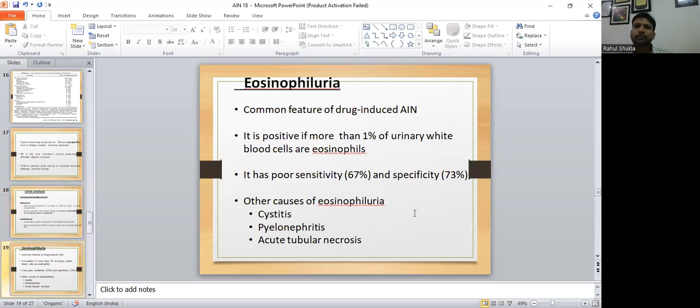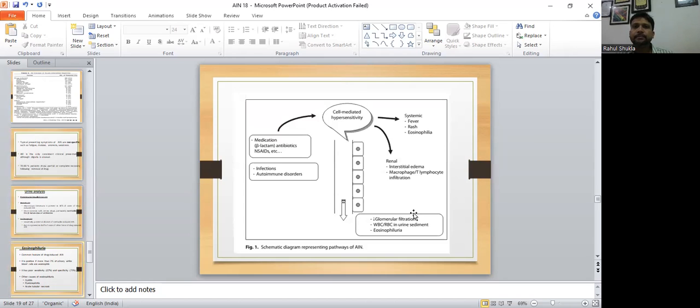Now coming to eosinophiluria. Eosinophiluria means eosinophils in urine, a common feature of drug-induced AIN. If more than 1% of the urinary white cells are eosinophils, it is known as eosinophiluria. The problem with this test is that its sensitivity is not very high, only 67%, and specificity is around 73%. Other causes of eosinophiluria are cystitis, pyelonephritis, and acute tubular necrosis.